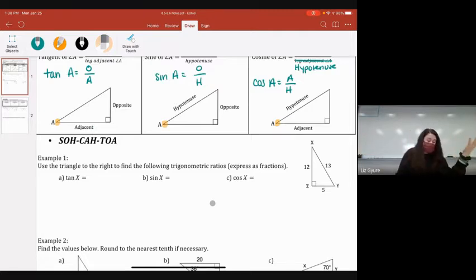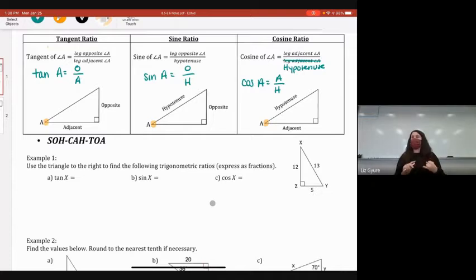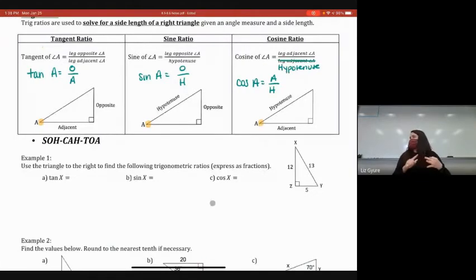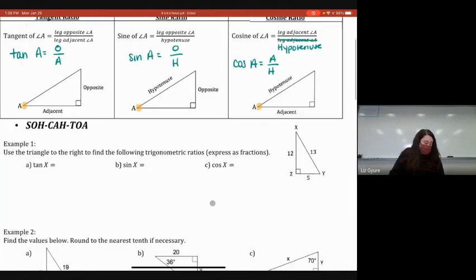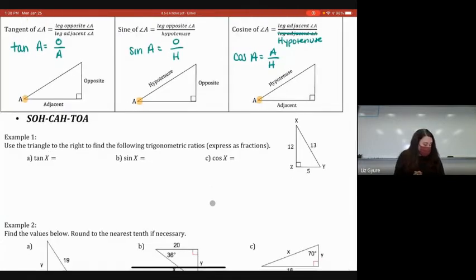You'll often use this to find a missing measurement, but also sometimes you'll just be asked to write the ratio. So that's what we're going to do first, which is simply practice identifying our opposite, our adjacent, and our hypotenuse, and which one goes with which. It says here, use the triangle to the right to find the following trigonometric ratios and to express them as fractions. It asks you to find tangent x, sine x, and cosine x. All of these ratios are in respect to angle x.